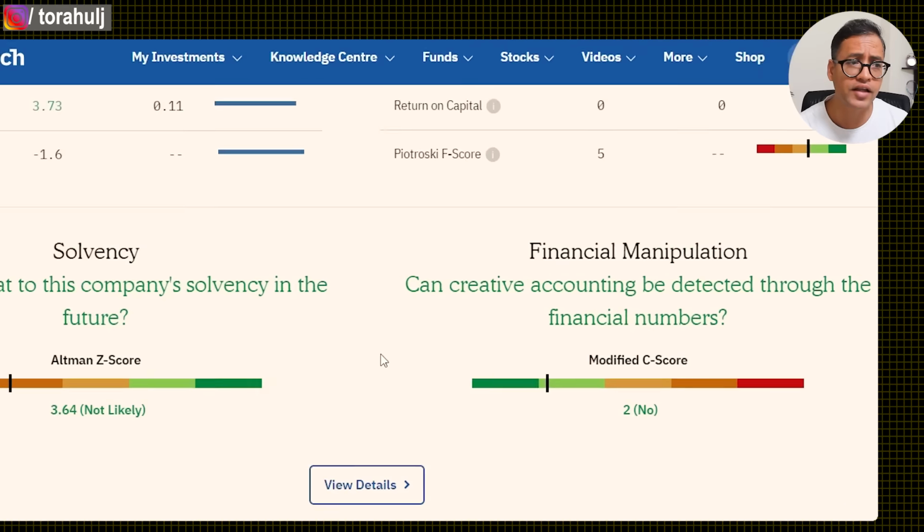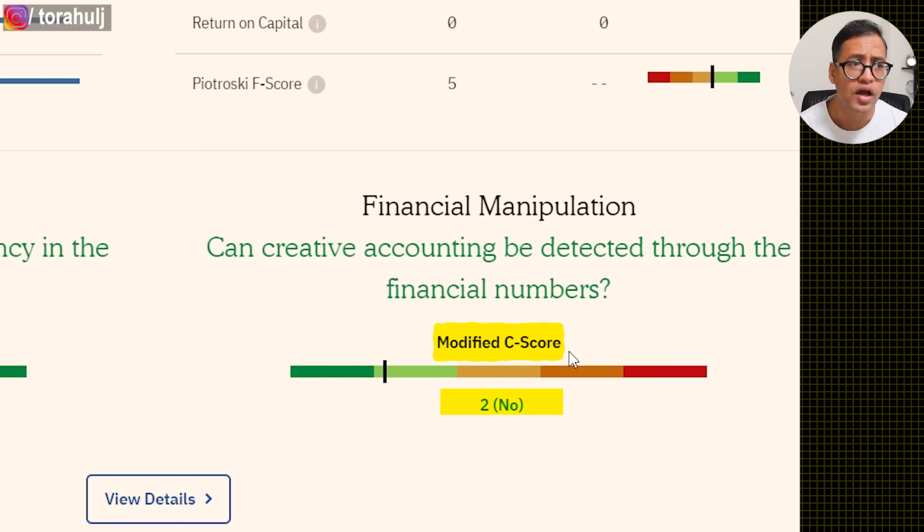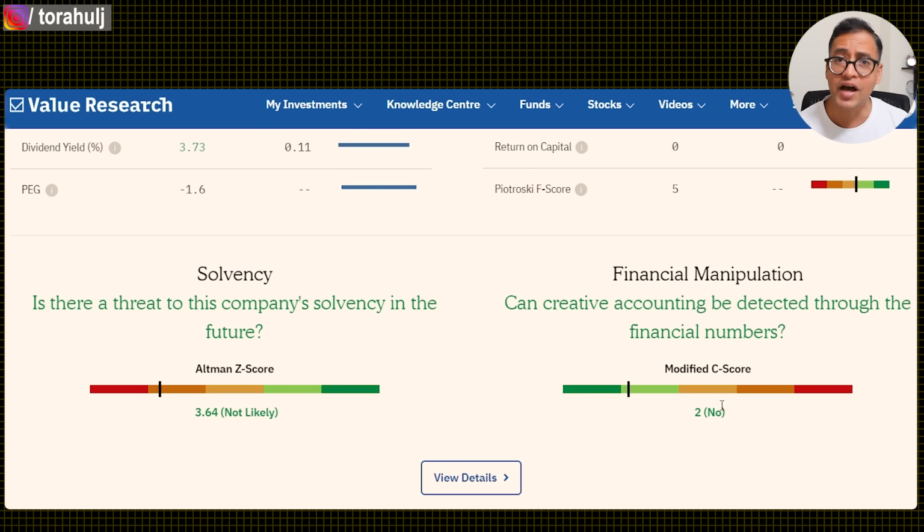The second parameter that we need to look at is the modified C score. Again, that tells us whether the financial numbers of this stock have been manipulated. And we can see that it is not likely that the financial numbers are manipulated. Again, in the case of penny stocks, because they are very tiny companies, there are extremely high chances that the numbers are manipulated. So please make sure you're looking at the Altman Z score and modified C score of every penny stock.